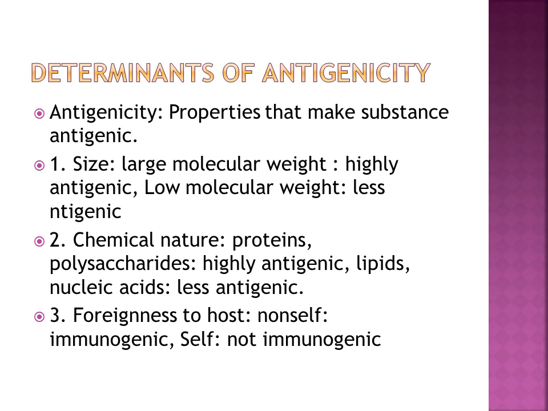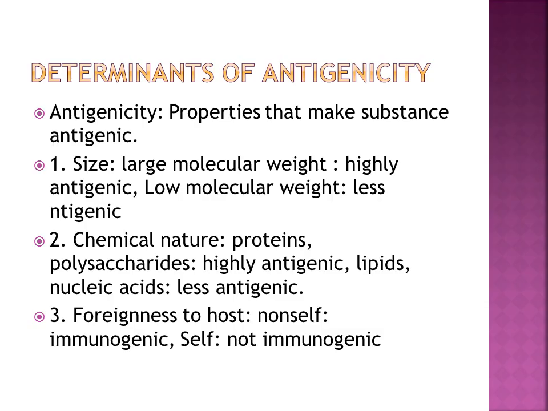Now we will see determinants of antigenicity. So what is antigenicity? We already saw it is the property that makes a substance antigenic. That means it combines specifically with the antibodies. So there are factors depending on which a substance can become antigenic. So first is size. Large molecular weight substances are highly antigenic, and low molecular weight substances are less antigenic. Then second is chemical nature. So proteins and polysaccharides are highly antigenic, and lipids and nucleic acids are less antigenic.